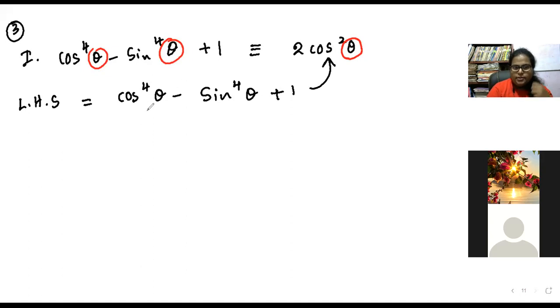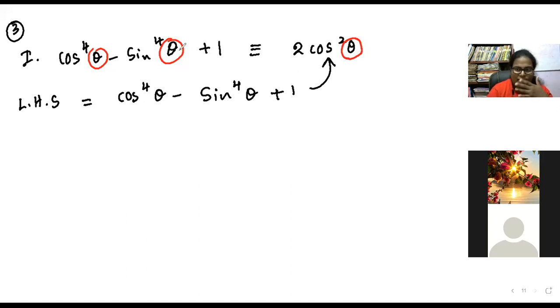You have to prove that by simplifying these 3 terms, your answer is equal to this right hand side as 2 cos square theta. Okay, we'll see. Here you can see we have two ratios, cos, sine, and a numerical value, 1 is also there. But our answer is in terms of cos.